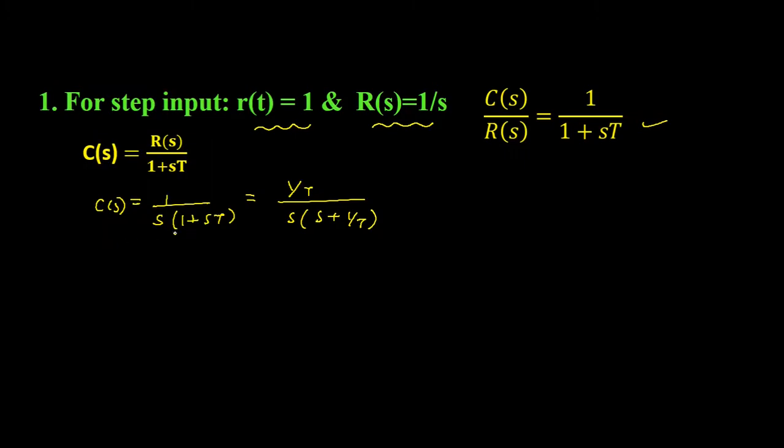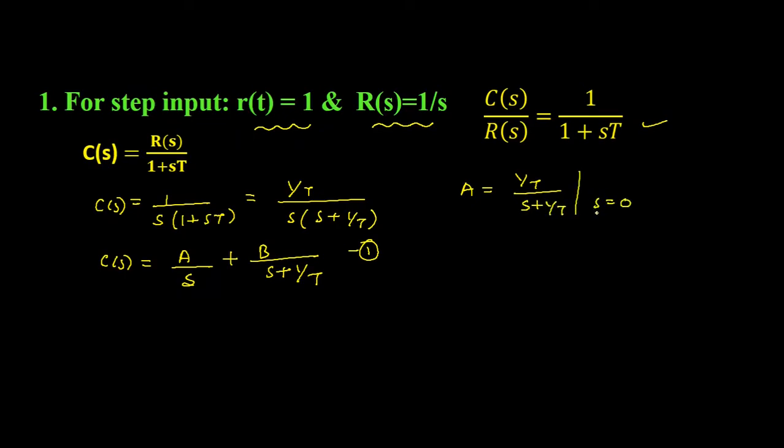Now we apply partial fraction method to this equation, then C(s) will be equal to A divided by s plus B divided by s plus 1 by T. Let this be equation number 1. When we find out A, it will be equal to 1 upon T divided by s plus 1 upon T when s is equal to 0. When we put s is equal to 0 in this equation, we will get A is equal to 1. Similarly, B will be equal to 1 by T whole divided by s at s is equal to minus of 1 by T. When we put s is equal to minus of 1 by T here, we will get B is equal to minus 1.